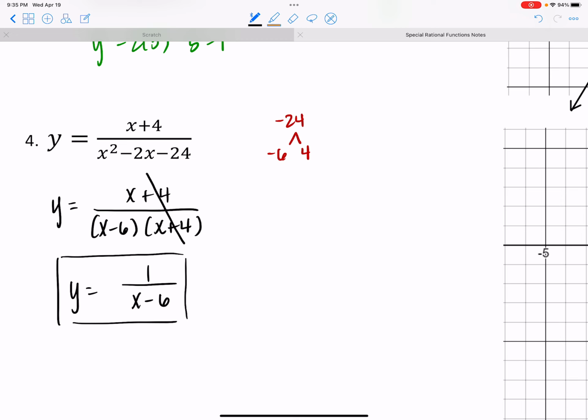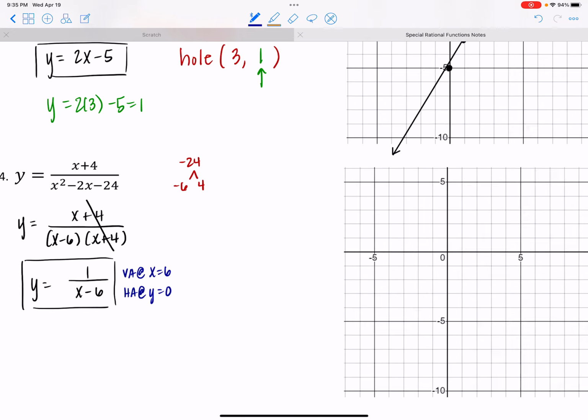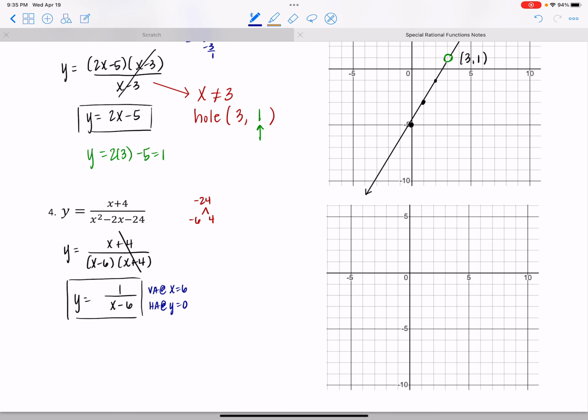Now I know when I'm looking at this that my vertical asymptote is going to be at x equals 6. And this is just a transformation of my parent, right? So it's gone to the right 6. It's not going up or down. So I know my horizontal asymptote is going to be at y equals 0. And so I'm going to make my vertical at x equals 6. I'm going to make my horizontal at y equals 0.